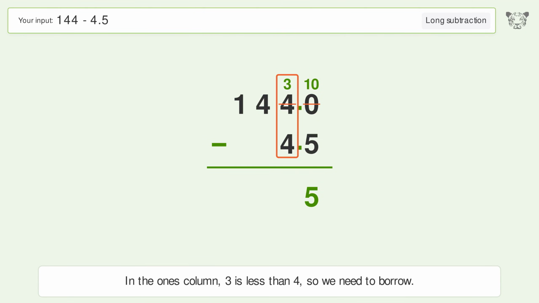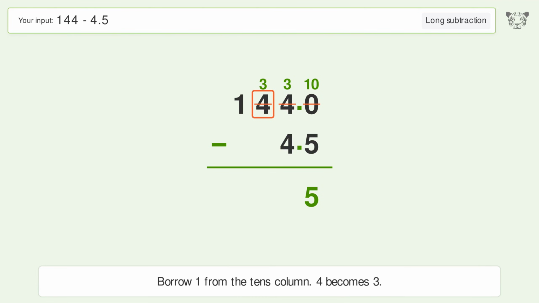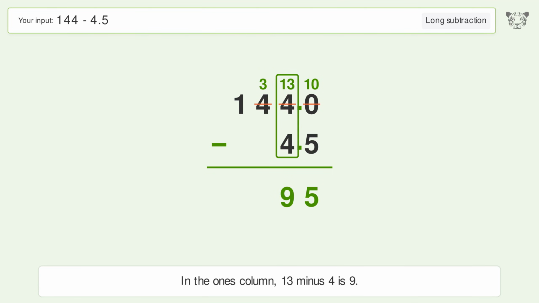In the ones column, 3 is less than 4, so we need to borrow. Borrow 1 from the tens column. 4 becomes 3. The 3 in the ones column becomes 13. In the ones column, 13 minus 4 is 9.